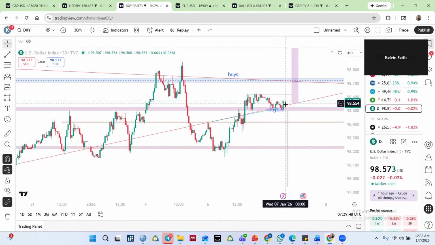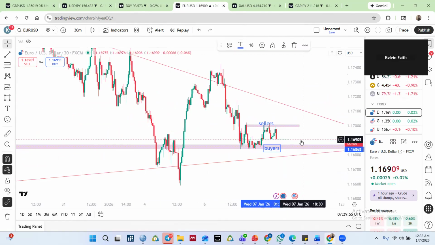But if I wanted to take an entry or scalp, maybe take an early trade, I should be entering a buy here once I'm seeing an engulfing 30 minutes bullish candle. But that's not what I'm doing right now. I want to wait a little bit and see what will happen.